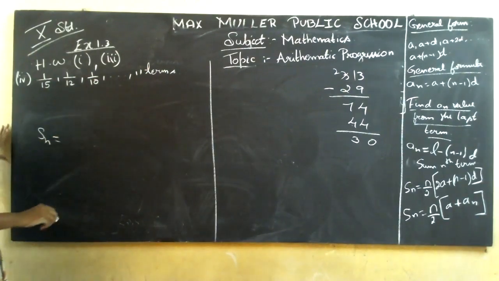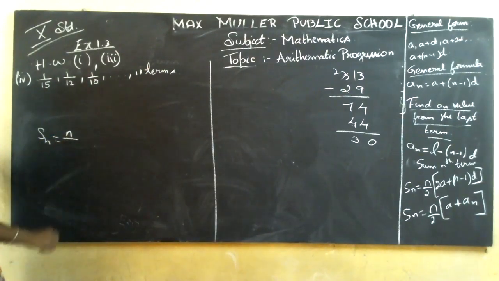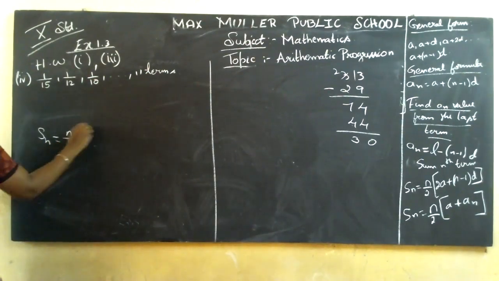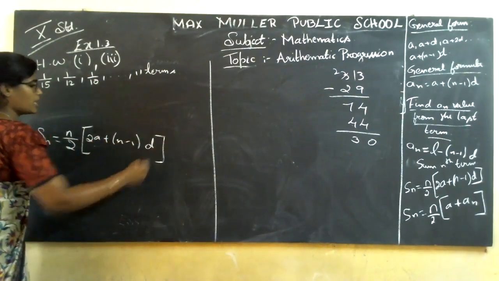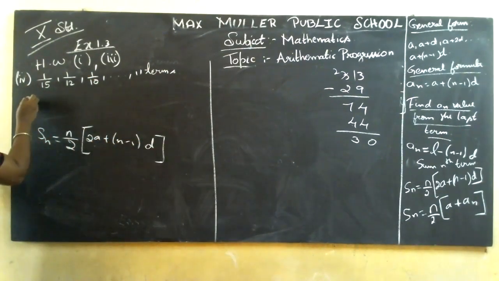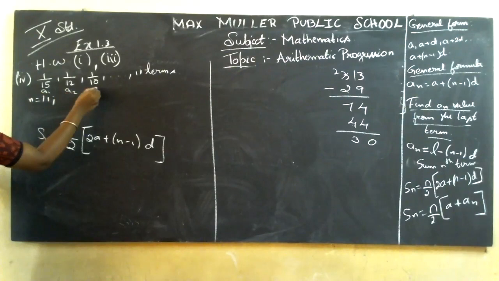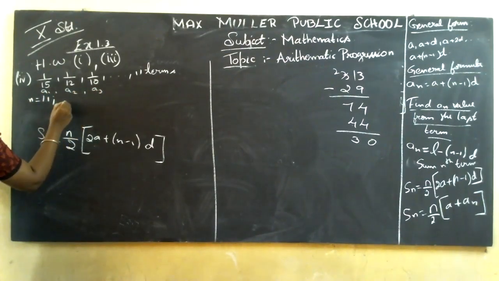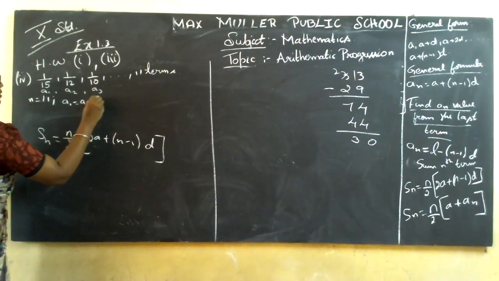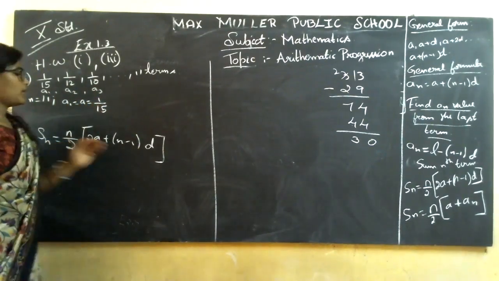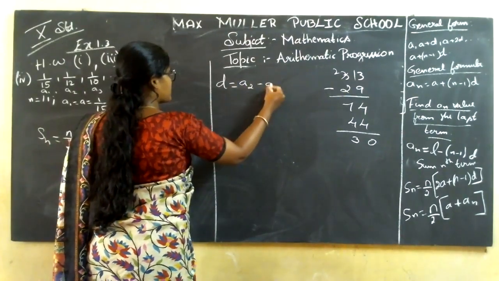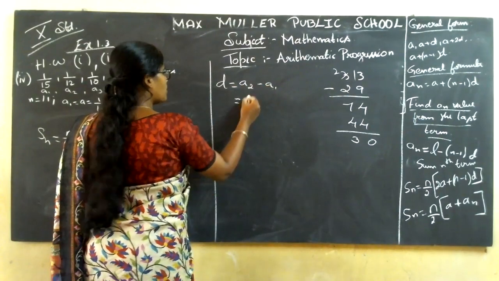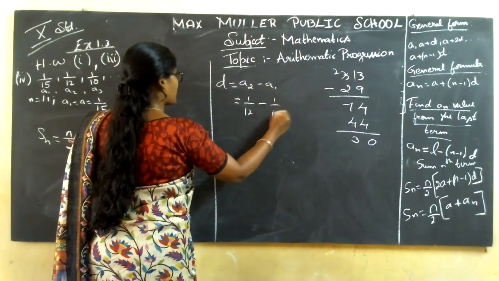SN formula is what? Let me listen from your side. So SN is equal to N by 2, 2A plus N minus 1 into D. Correct? And now N value is what, children? 11. Let me number it. A1, A2, A3. So A1 will be equal to A, which is equal to 1 by 15. Now D I cannot do it here. Let me do it here. D is equal to A2 minus A1, since I need to take LCM and all. So 1 by 12 minus 1 by 15.